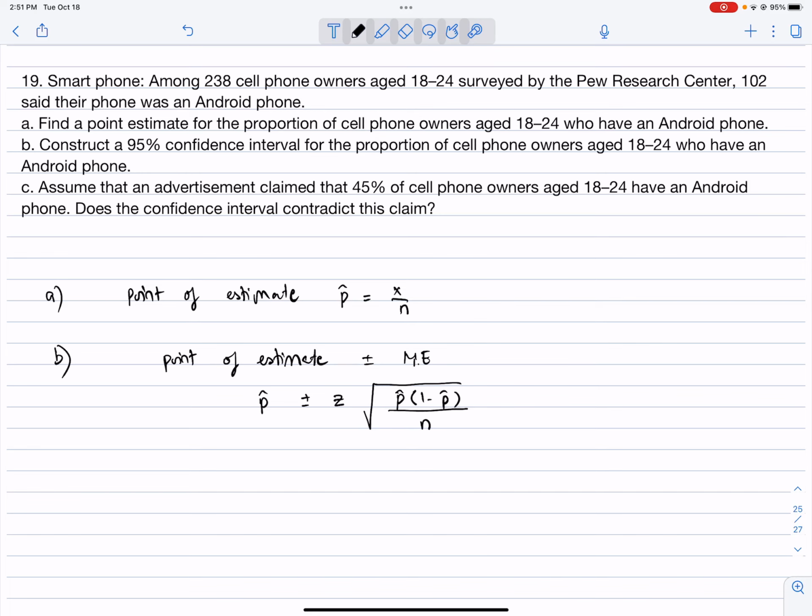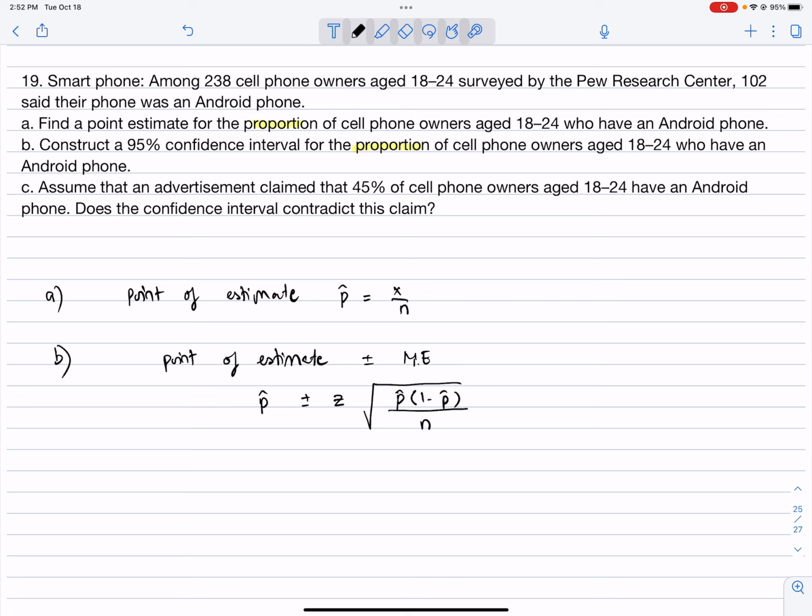Problem 19. Among 238 cell phone owners aged from 18 to 24 surveyed by the Pew Research Center, 102 said their phone was an Android phone. A. Find a point estimate for the proportion of the cell phone owners aged from 18 to 24 who have an Android phone. For this problem, we know it is in section 8.3 because of the word proportion.